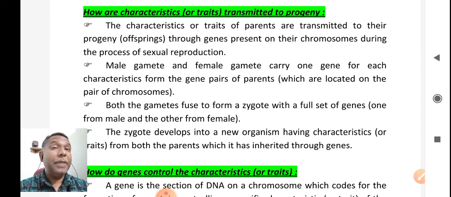Male gametes and female gametes carry one gene for each characteristic from the gene pairs of parents which are located on the pair of chromosomes.